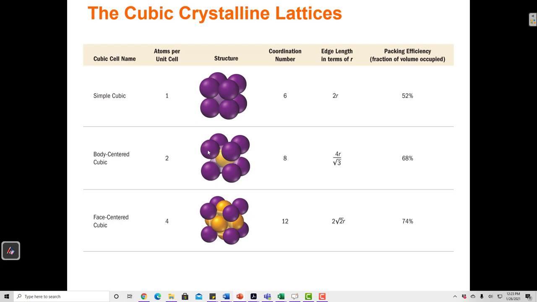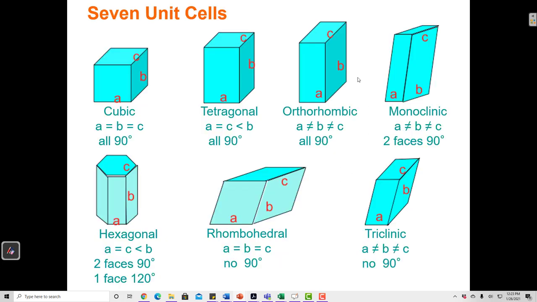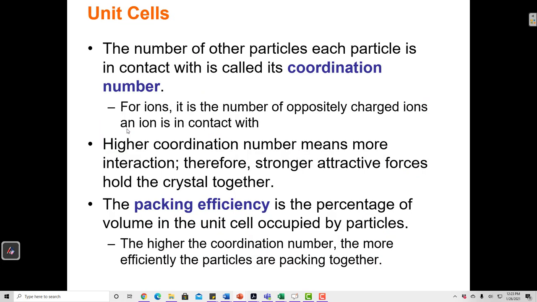This is also a cubic unit cell because the distance between here and here is equal to the distance between here and here, which is equal to the distance between here and here, and all the angles are 90. That's also true down here. The distance between this purple one and this purple one is equal, and so on. So all of these meet the criteria for being a cubic unit cell: A equals B equals C, and they're all 90 degrees.